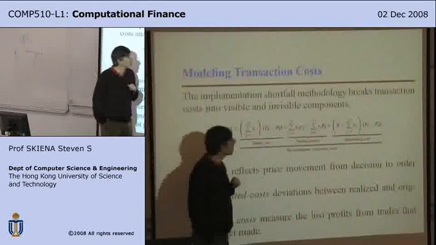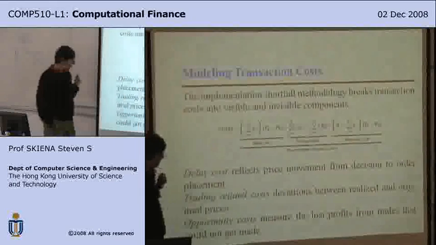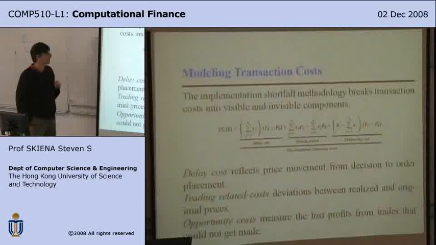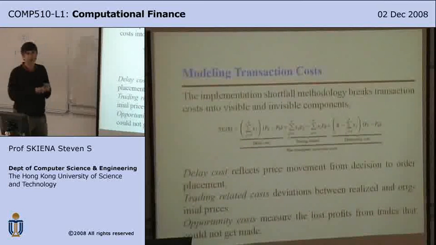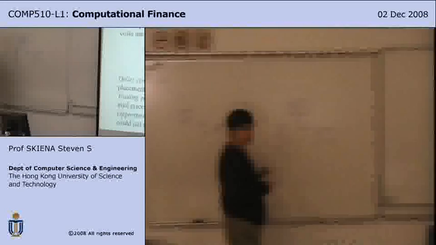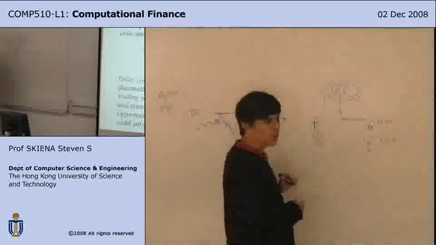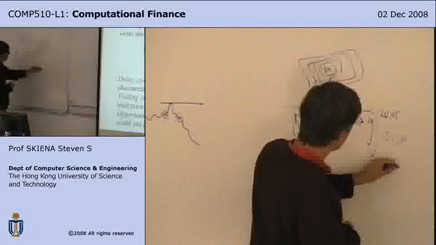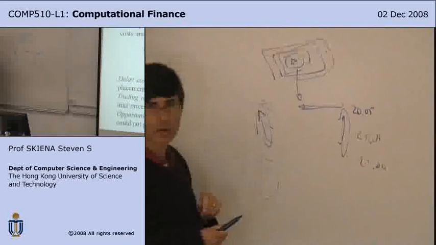There is also what we would call the opportunity cost. And this has to do with the profits you didn't get because you didn't get to buy it. Let's say that I insisted on buying this stock at $20 a share. Okay? And I wouldn't pay more than $20 a share. But the price immediately goes up to $21 a share. I didn't buy any of it.